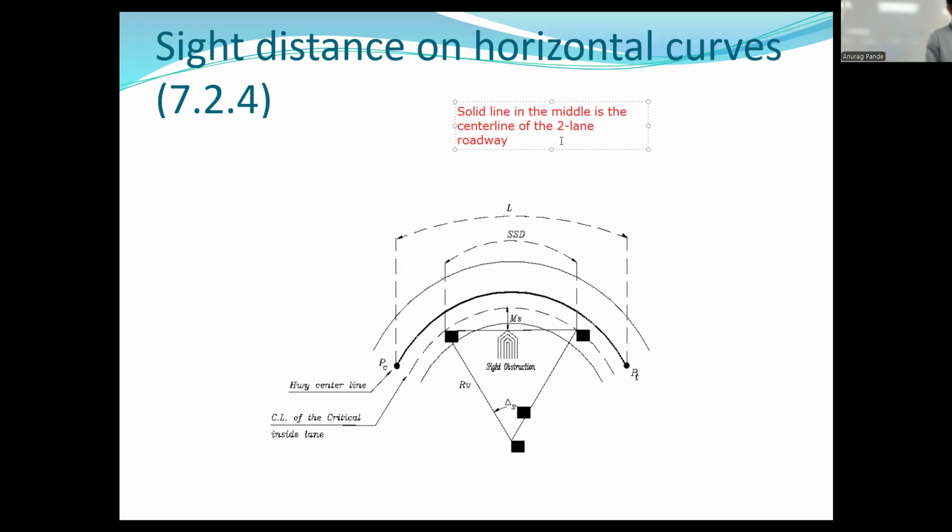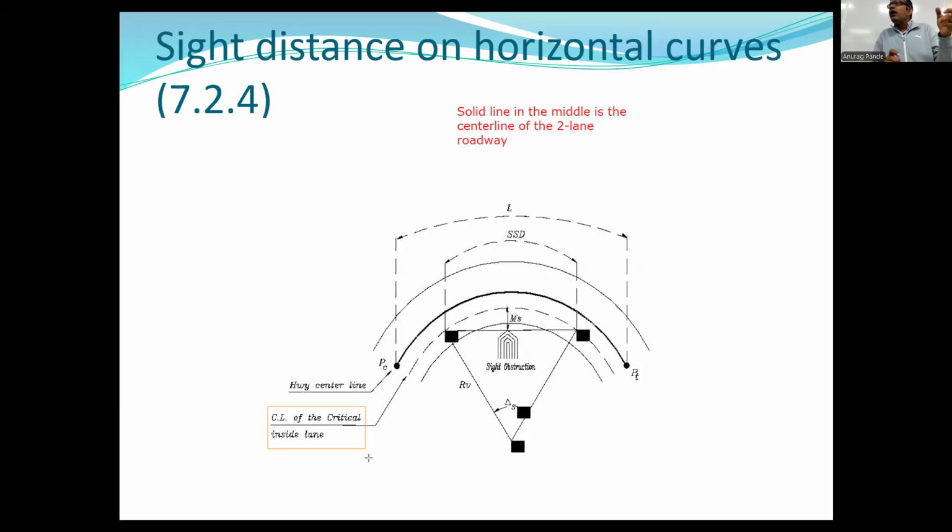Then you have a broken line. Sometimes when I show this figure, and I haven't, because it's a figure that's taken from another textbook, but if you look at this figure here, this broken line is the center line of the critical inside lane. So I want you to make sure that you grasp this idea that this is not the lane marking that's separating the two lanes. This is the center line of the inside lane.